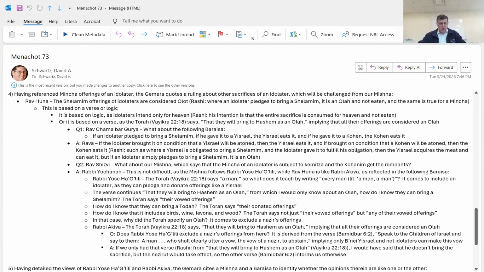All right. So, okay. Amar Rav Huna. Now we turn to Ayin Gimel Bet. We've got to get moving. Shalmei ha'ovdei kochavim. The shlamim of a non-Jew. Olo. They're considered an ola, meaning.